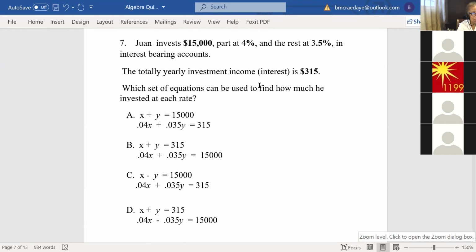He invested 15,000. That's the total he invested, right? And he had 2 parts, and we call one X, one Y. One he invested at 4%, the other at 3.5%. His total interest was 315, and that's going to come from multiplying his percent times what he invested. So which of these equations is correct for finding how much he invested at each rate?